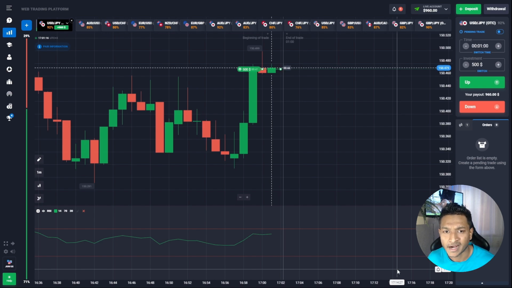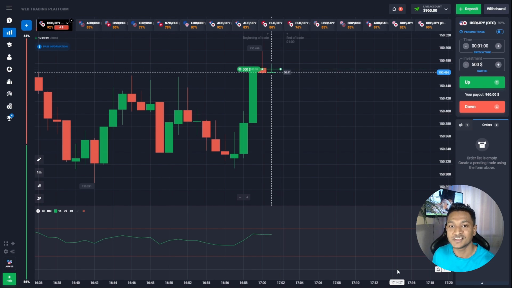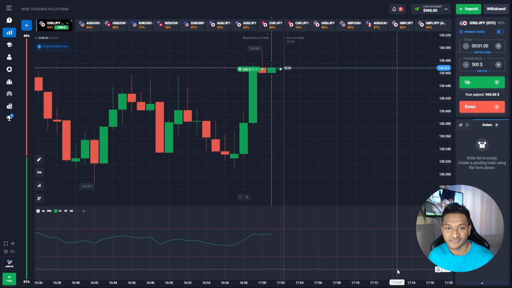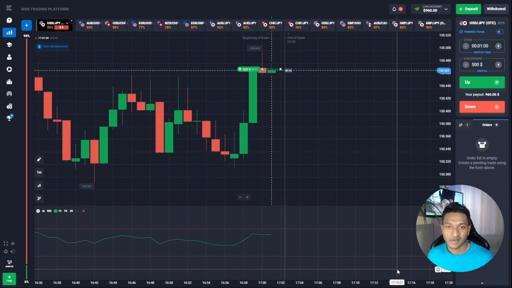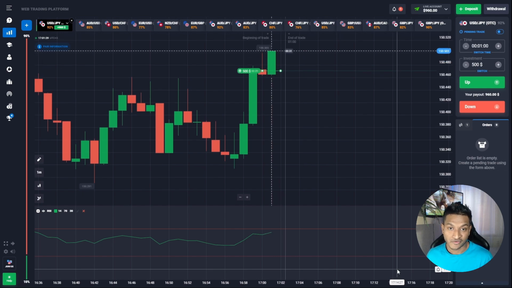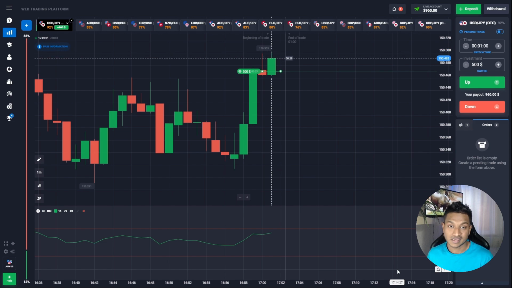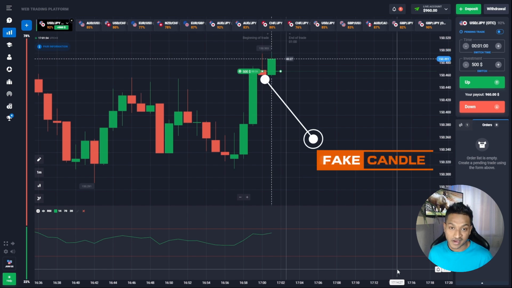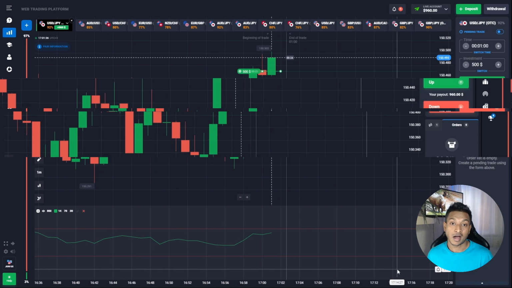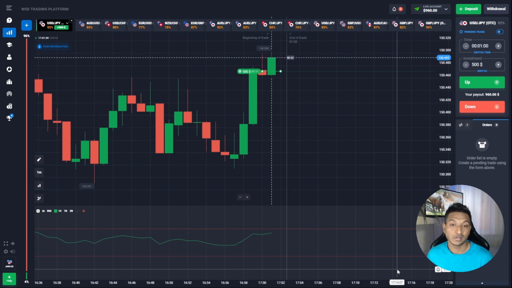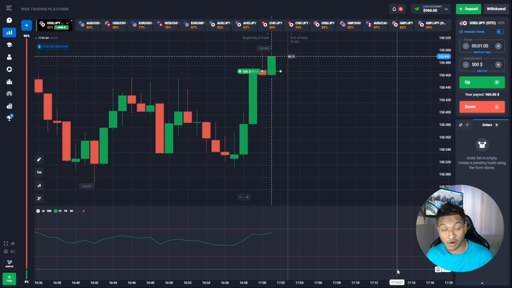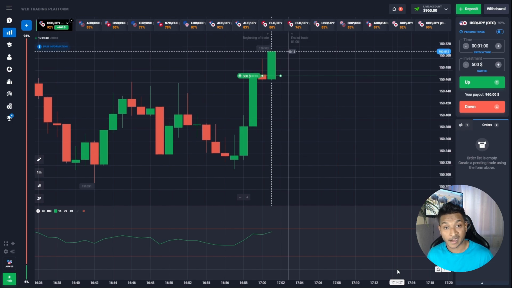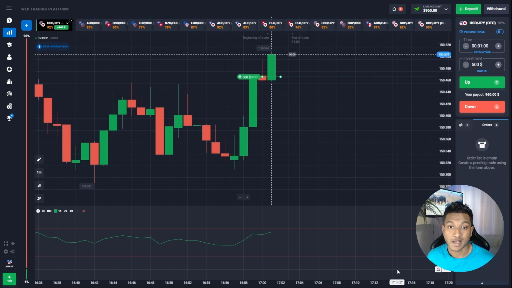And look at this. Pay attention to the previous little red candle. It's a fake candle. Every time in the trading market, fake candles appear. If you get the wrong idea about the market, you will lose your money. That's why you need to improve your trading knowledge every day about fake candles and everything.